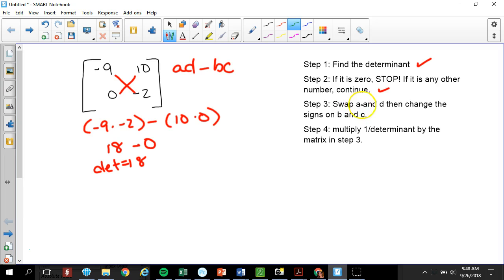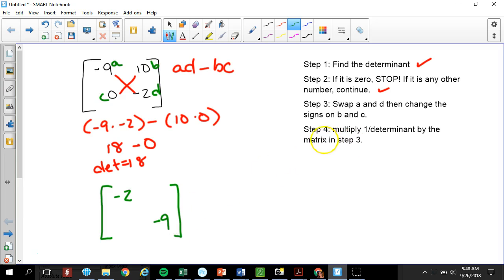Step number 3 says swap A and D, then change the signs on B and C. So that's referring to this original matrix. If this is A, B, C, and D, I need to change some things around. I need to swap A and D. So that means I'm taking this negative 2 and putting it up here, and this negative 9 and putting it down here. So I got negative 2 and negative 9 now.